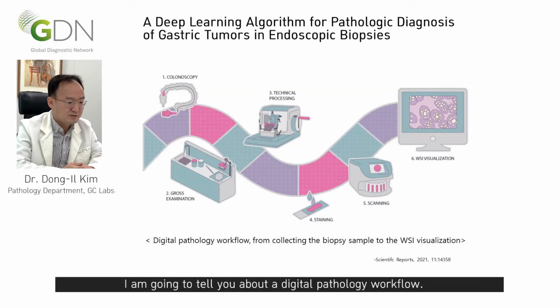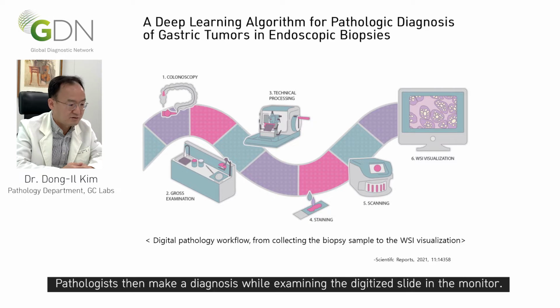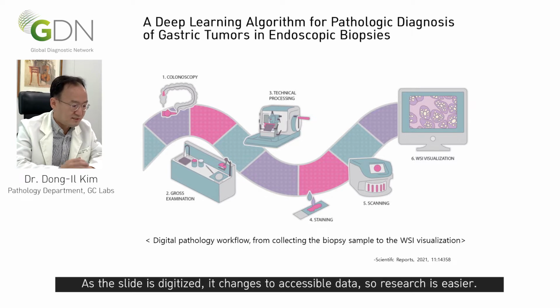I'm going to tell you about the digital pathology workflow. With a biopsy specimen, we perform gross examination, then cutting and staining are performed. Next, we digitize the pathology slide with a slide scanner. Pathologists then make a diagnosis while examining the digitized slide on the monitor. As the slide is digitized, it changes to accessible data, so research is easier.